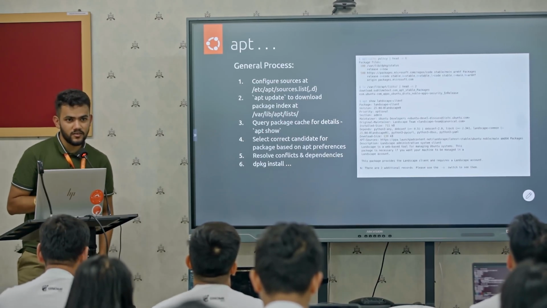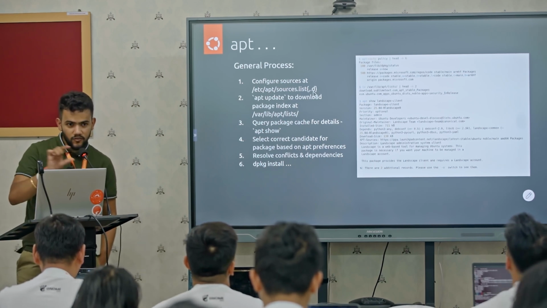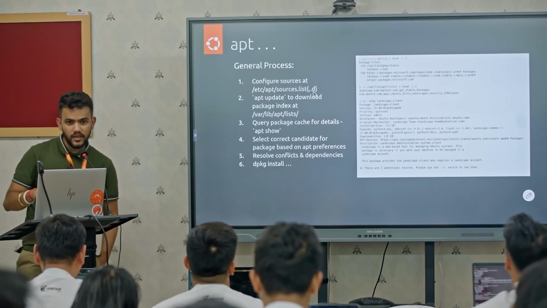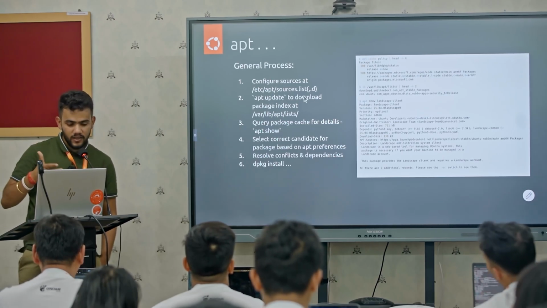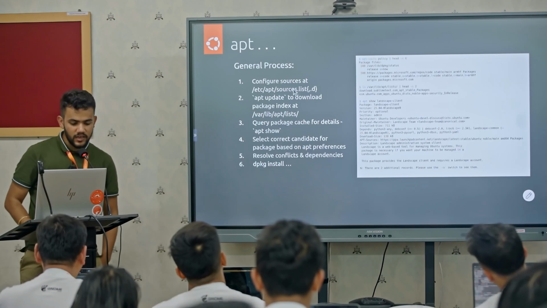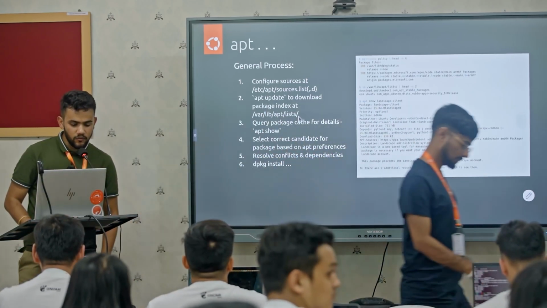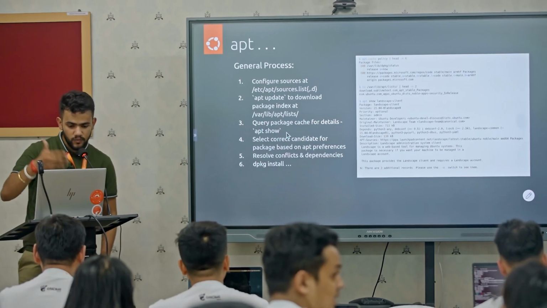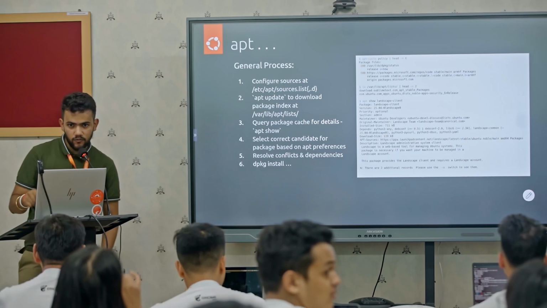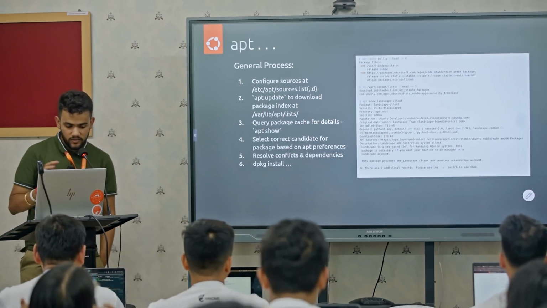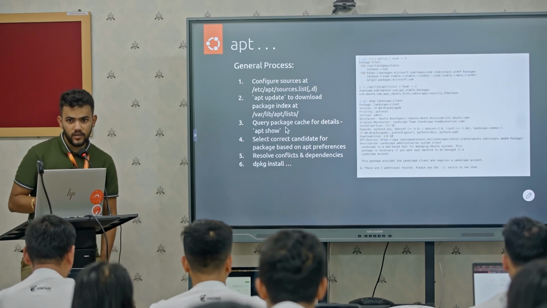How apt works is, in /etc/apt/sources.list or .d, there's a list of entries of apt sources where the packages are hosted. So when you run apt update, it downloads all those package indexes from that directory, and then it keeps those lists in /var/lib/apt/lists. And then when you do apt show, you can see all those packages and where they are hosted, what dependencies they have, what configs they have, everything you can see there. And then apt install chooses the correct candidate for the installation.